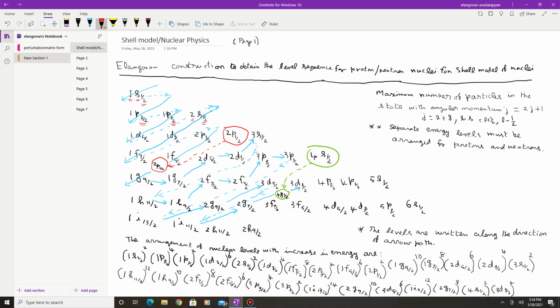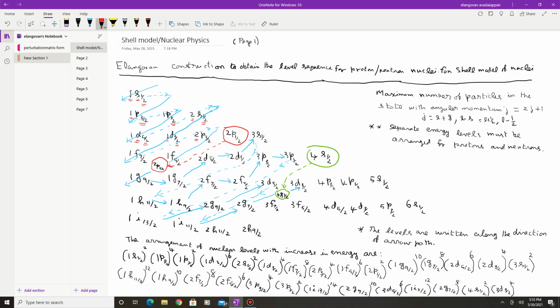Now again, if you put L equal to 2, the state is the D state. Since L is equal to 2, the j value will be 5 by 2 as well as 3 by 2. Since it is appearing the first time, you put number 1 here as well as here. Then L equal to 1, P state. There are two levels, 2P 3 by 2 and 2P half. This 2 is the second time the P state is appearing. The first time you already have the P state, the second time it is appearing, so you put 2P 3 by 2.